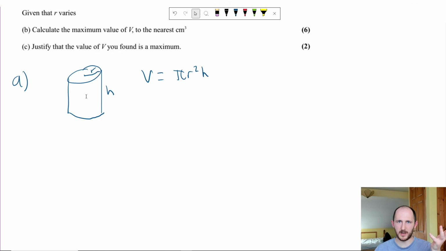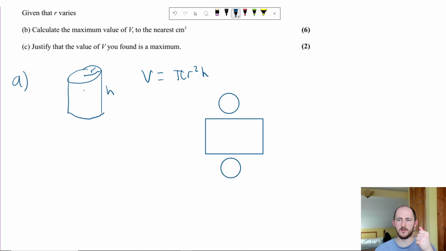You don't need a formula. A lot of people rely on formulas, but there's no point. If you unroll a cylinder, you get a rectangle, and you get 2 equal circles, right? That's like the net of a cylinder. The circles, I'm hoping, are fine. That's just pi r squared. And there's 2 of them, so we're going to do 2 pi r squared.